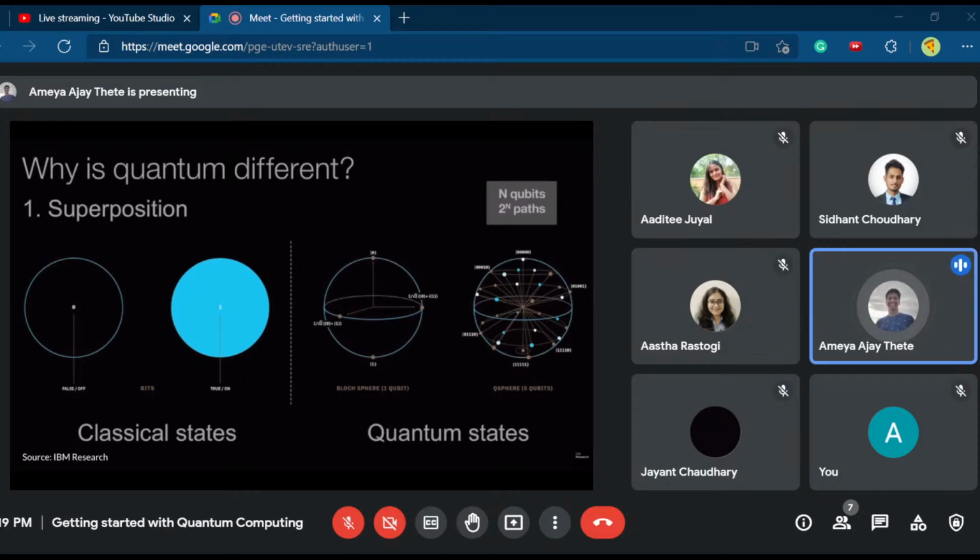Obviously, this is probably a lot to take in at once. There are a few great resources which we'll talk about later, which provide a better insight into how you can actually go about understanding the mathematics behind quantum computation.